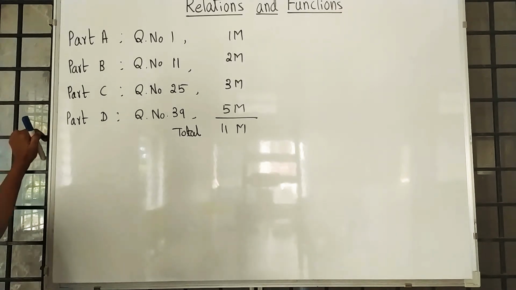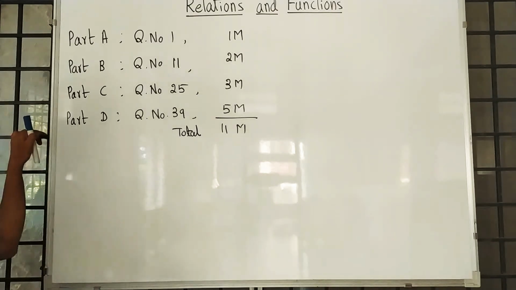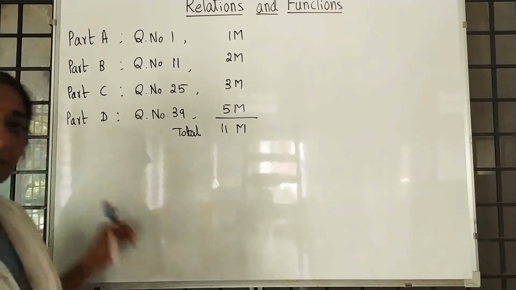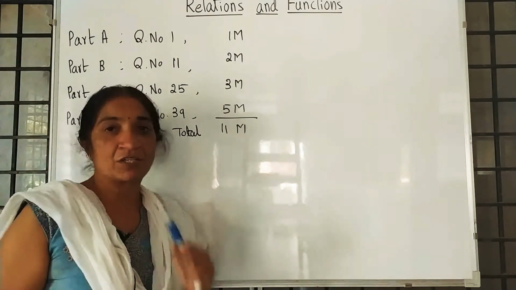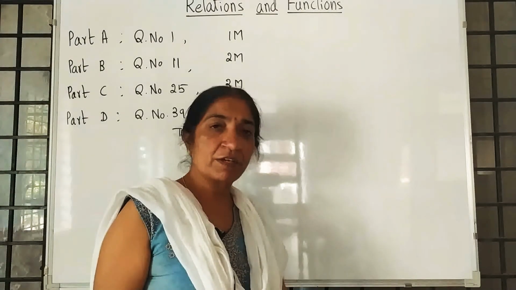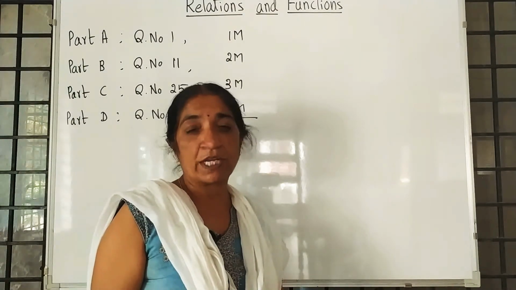In Part A, question number 1 is from Relations and Functions for 1 mark. In Part B, question number 11 is for 2 marks. In Part C, question number 25 is for 3 marks. And in Part D, question number 39 is for 5 marks. That means each part starts with a question from Relations and Functions. Total we have 11 marks. This is a very simple and easy chapter, so don't neglect it.